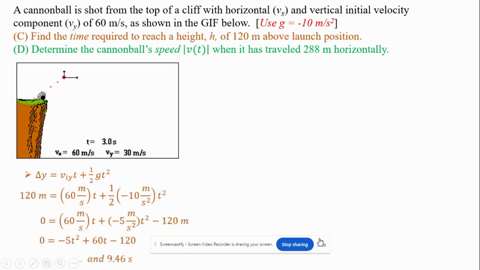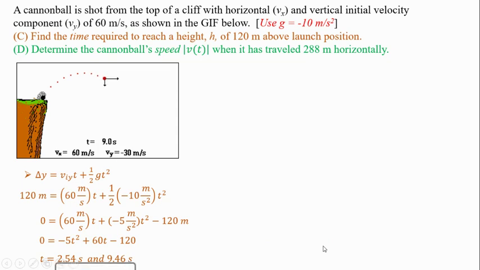All right, so let me just hide this, okay? Therefore, that is the answer to C. So there are two values where it reaches a height of 120 meters above, because it's going to go up, hit 120, but on its way down, it'll hit 120 again.